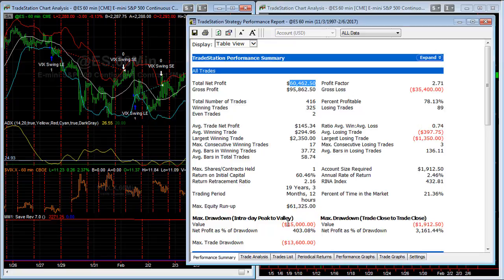$60,542.50 and a $15,000 drawdown. So 403% net profit as a percentage of drawdown. We insert the MM1 save indicator and run revision 7 as of this video. You see the indicator at the bottom. And then that is the strategy setup.